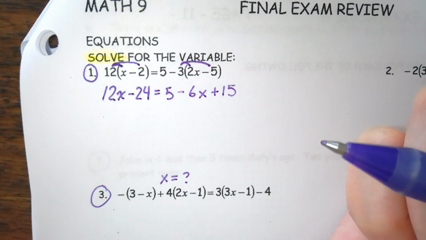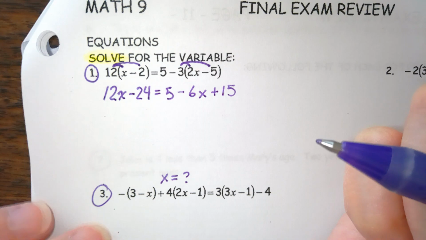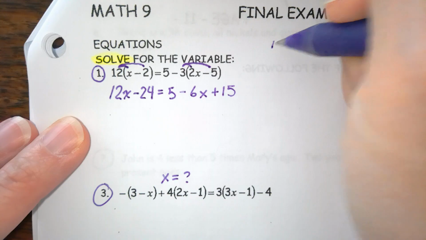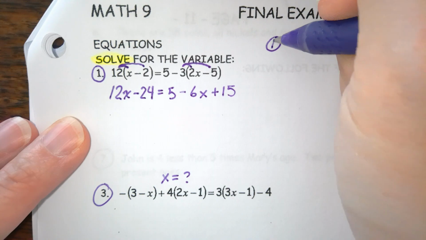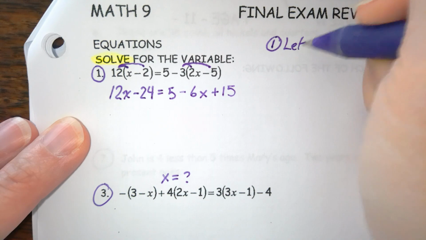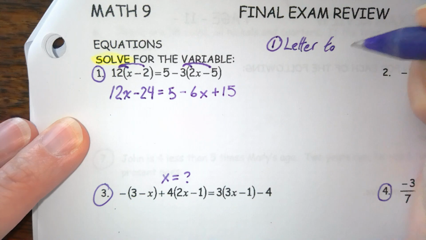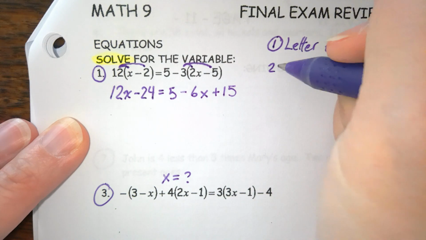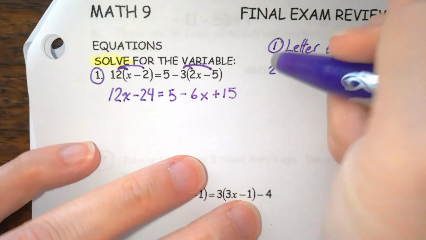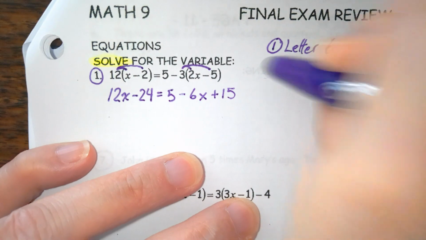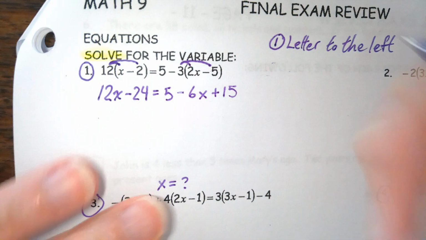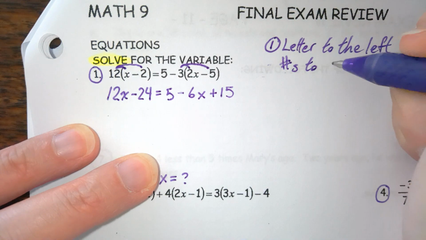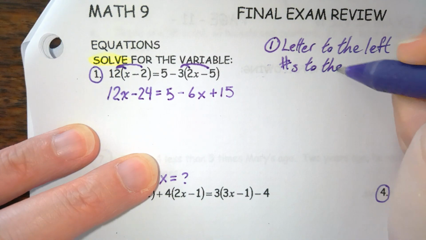-6x. And then -3 times -5, plus 15, because 2 negatives make a positive. Good job. So if you think back to grade 9, when we solve, I did teach, at least my class, letters to the left, and numbers to the right. Good. It means you guys remember. Numbers to the right of the equal sign.